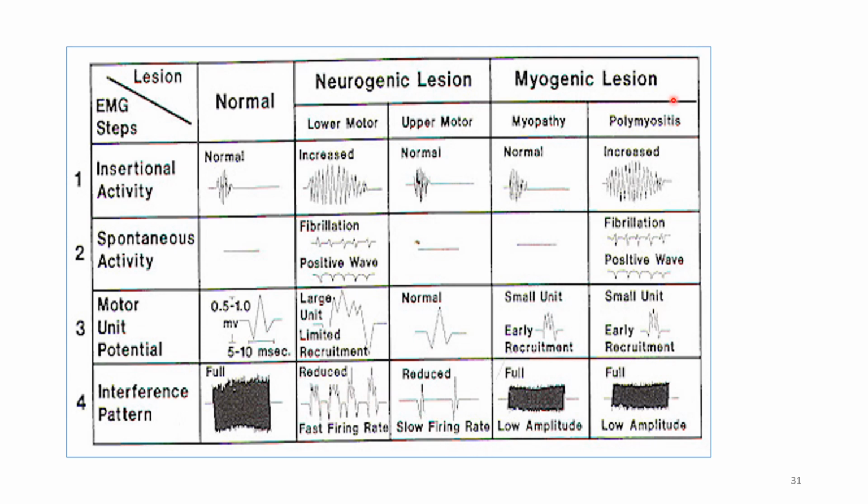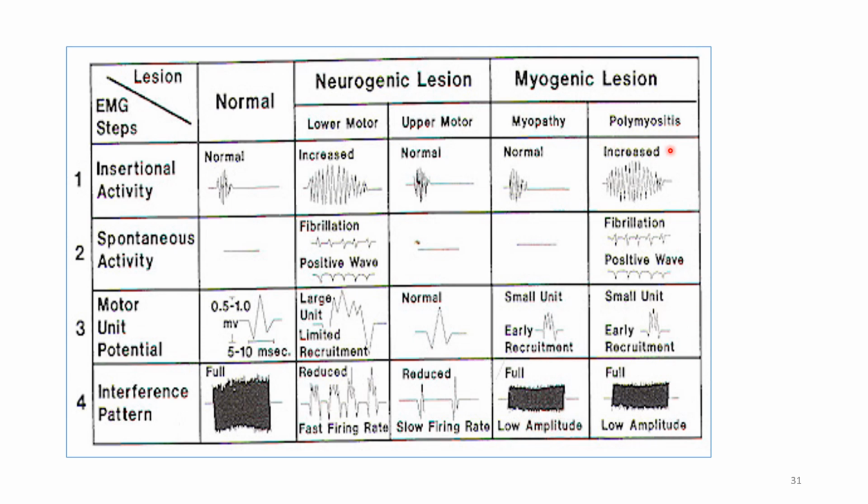Now coming to myopathic lesions. It may be due to myopathy or polymyositis. In myopathy, the insertional activity is normal. There is no spontaneous activity, and there is early recruitment and small units. So in myopathy, there will be small amplitude in the motor unit action potential, and the interference pattern is full, but it is of low amplitude.